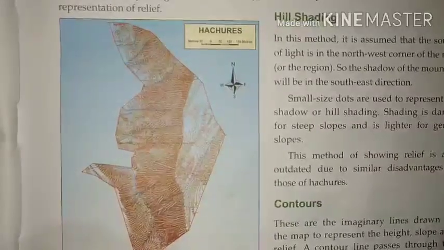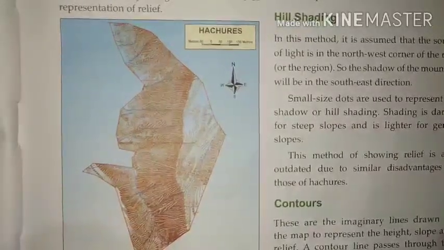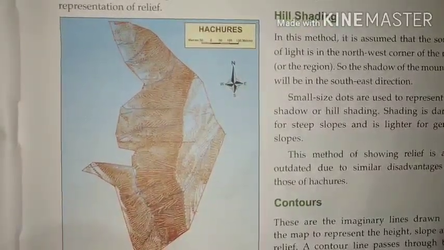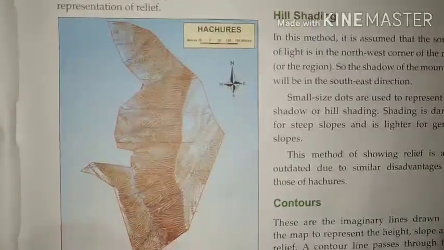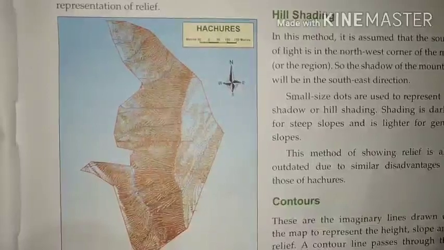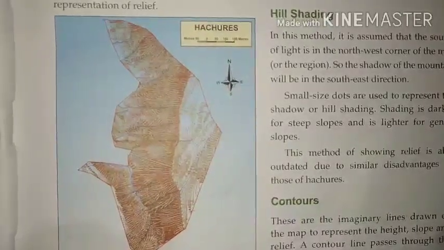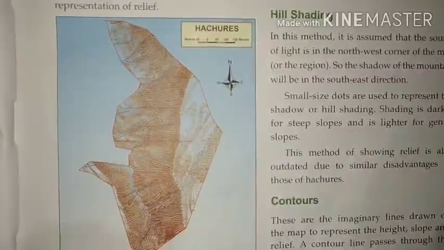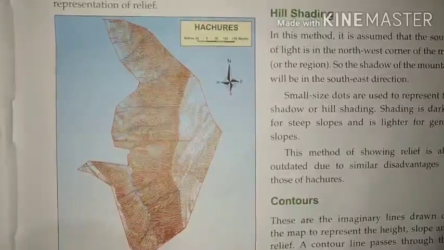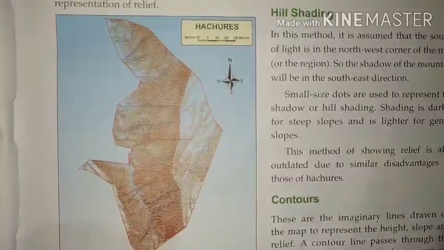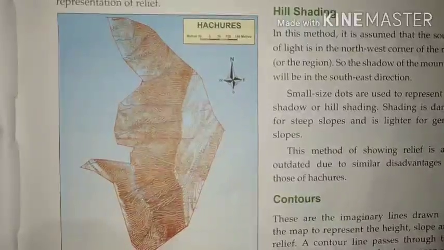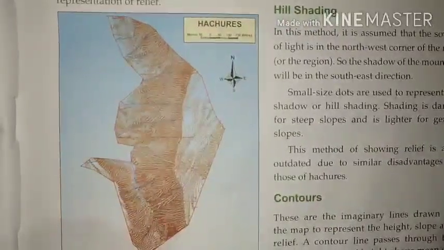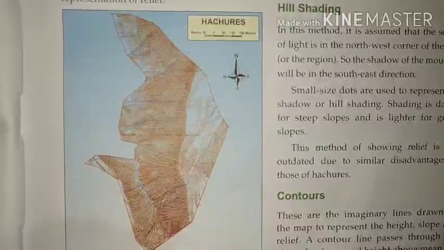Small size dots are used to represent the shadow. Shading is darker for steep slope and lighter for gentle slope. If the slope is steep, the shading will be darker, and if the slope is gentle, then the shading will be light. This method of showing relief is also outdated. Nowadays it is not used. Now we will talk about the method which is actually used.